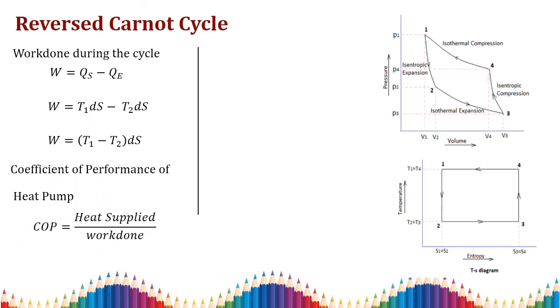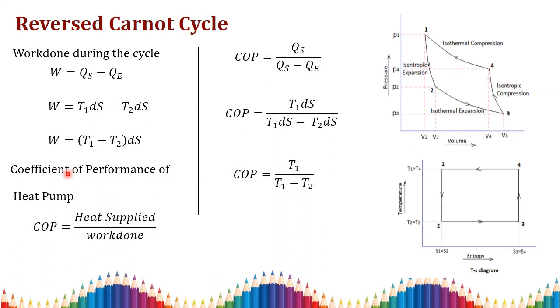Work done during the cycle is the same here, but now for the coefficient of performance of the heat pump. Here also we are giving some work. From the lower temperature body to the high temperature body, we are supplying some amount of heat by providing some amount of work. So here the coefficient of performance will be heat supplied divided by work done. So heat supplied is Qs divided by Qs minus QE. Qs is again T1 into ds and QE is T2 into ds. Substitute those values and take ds out commonly, then you will get COP is equal to T1 divided by T1 minus T2.